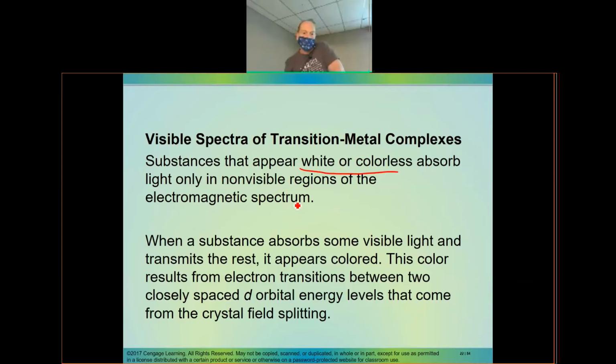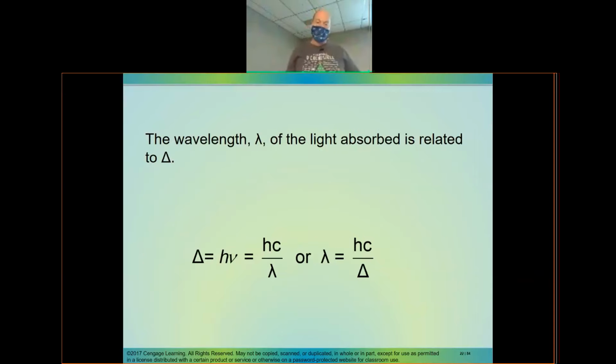That means that you have a d0 or you have a d10. If you are d0, you don't have any electrons to move from higher to lower. If you are d10, they're all full and they can't move. So you have to have some number of d electrons between 0 and 10. And to calculate that energy, your energy is equal to h nu.